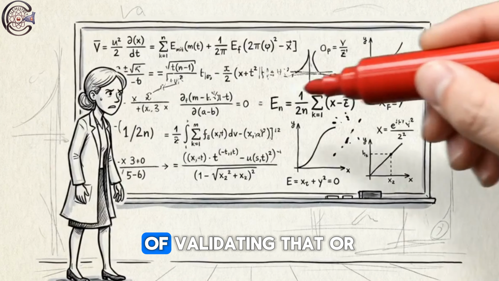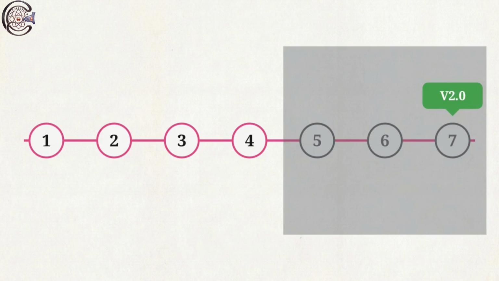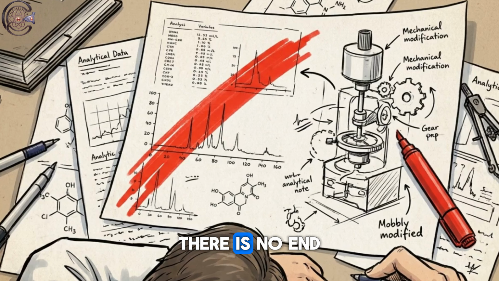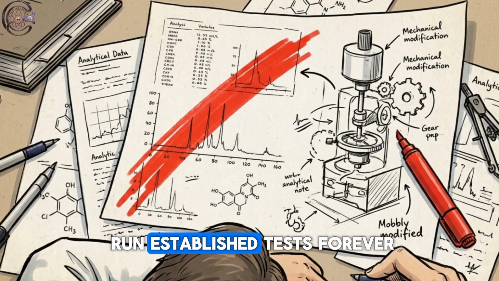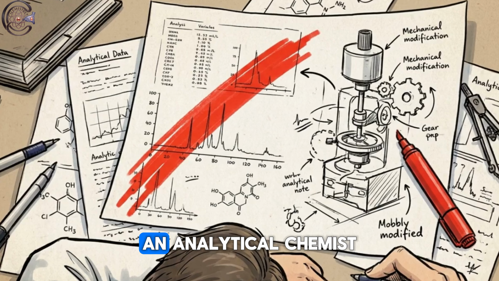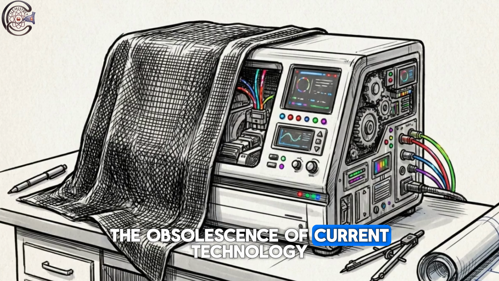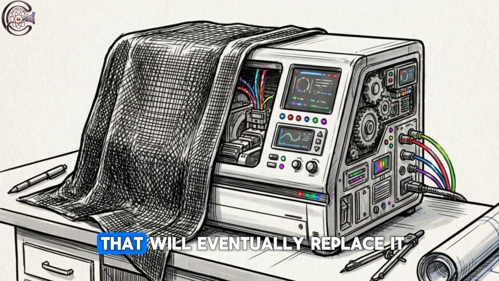Looking at stages 5 through 7, we see the eventual obsolescence and death of the method. Methods die because continuous development yields newer, faster, or more accurate techniques that outcompete them on the open market. This life cycle forces the discipline to constantly iterate. There is no endpoint where we simply run established tests forever.